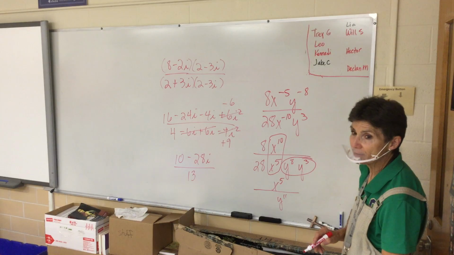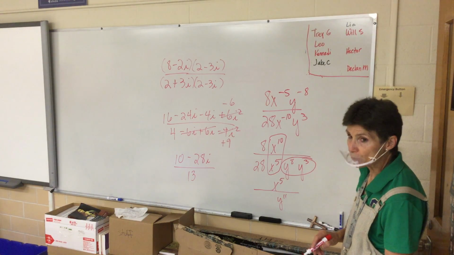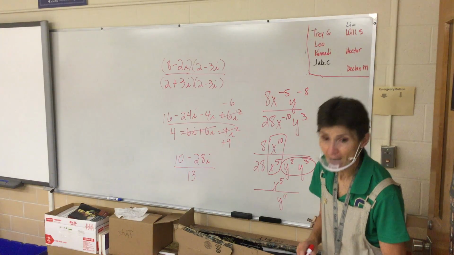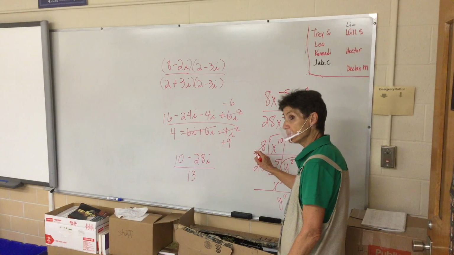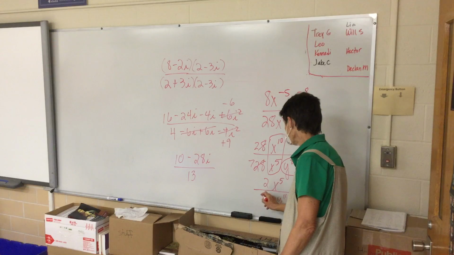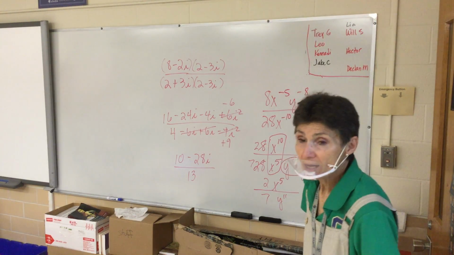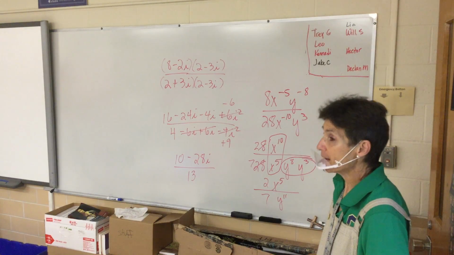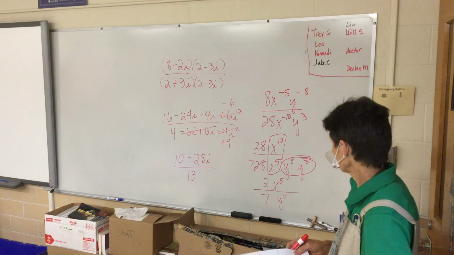And then what about the 8 and the 28? They reduce like a regular fraction. You can take a 4 out of both of them. So that will be a 2 and that will be a 7. And there it is. They are not exponents. They are regular numbers and they reduce like regular fractions.